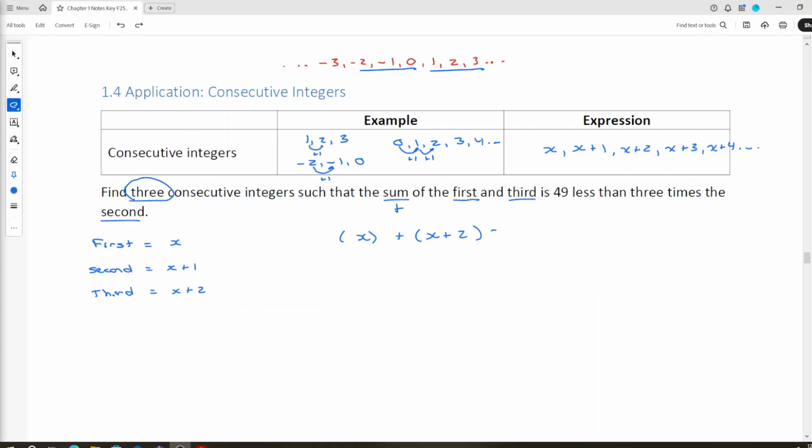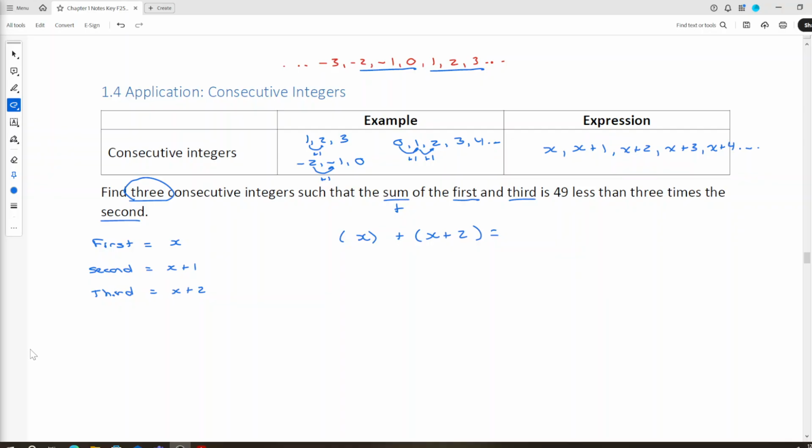Sorry about that. So the sum of the first and the third is 49 less than 3 times the second. How are we going to write that? 49 less than 3 times the second. All right, sorry. The cat hit some buttons and my pen got stuck. So 49 less than 3 times the second.